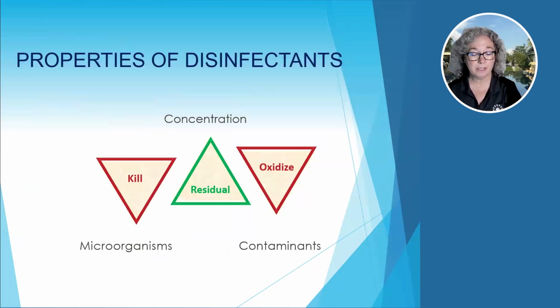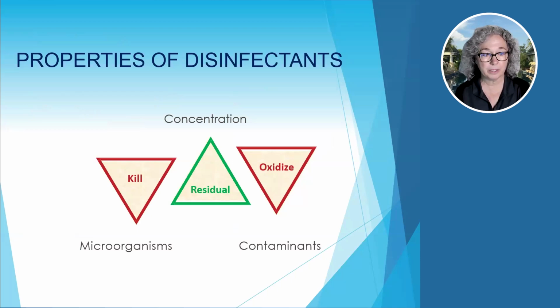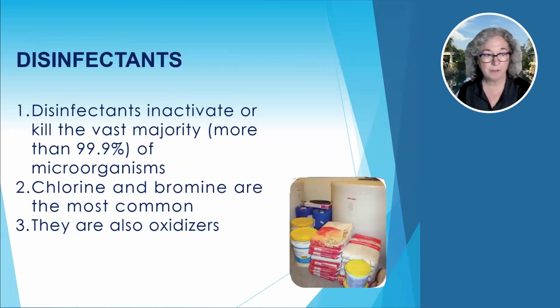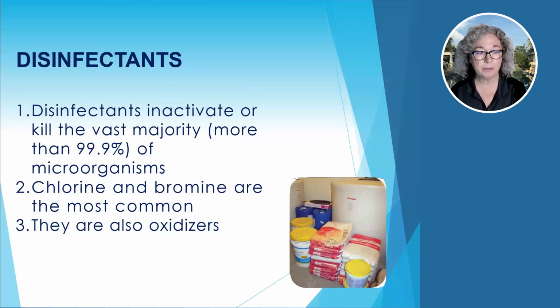The properties of a disinfectant are to kill the microorganisms, oxidize the contaminants, and leave a residual for safe water to swim in. For those of us that have taken the CPO class, you know that we can have a lot of diseases if we don't have a properly balanced pool and at least 1 part per million of chlorine in the water. Disinfectant inactivates or kills the vast majority, or 99%, of the microorganisms that are introduced in the water. Chlorine and bromine are the most common. They're also oxidizers.